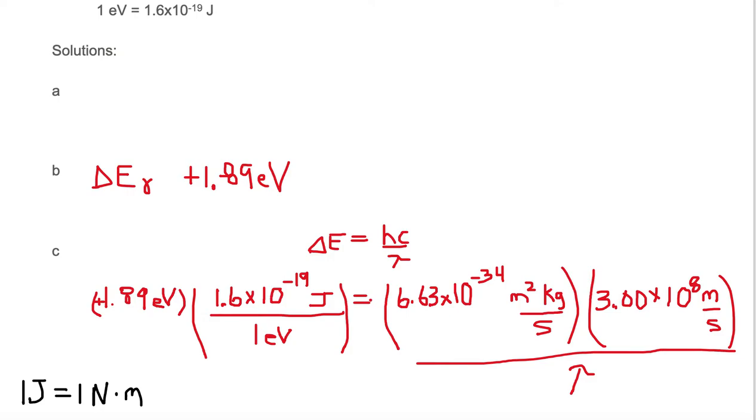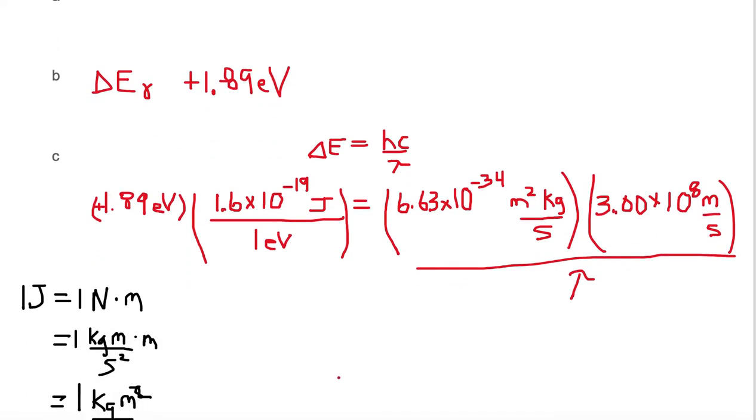So there it is. So that is equal to h, 6.63 times 10 to the minus 34th meters squared kilogram per second, multiplied by 3.00 times 10 to the 8th meters per second, divided by wavelength. So we want to solve. First thing we want to do is multiply 6.63 times 10 to the minus 34th by 3.00 times 10 to the 8th.